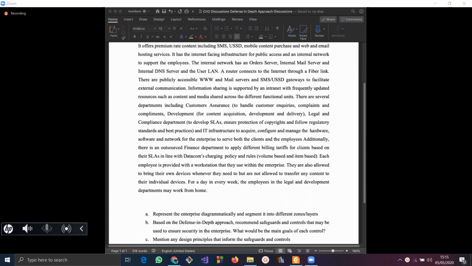For example, billing tariffs and who's allowed to change them. The policy and rules functions. How credible are they? Segregation also in terms of what the finance department can do compared to what the IT department can do, in terms of what they can access. One is about the content, one is about charges for the content. So they might not necessarily have access to the content.